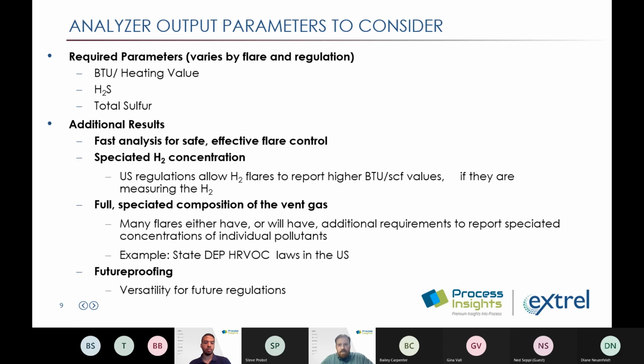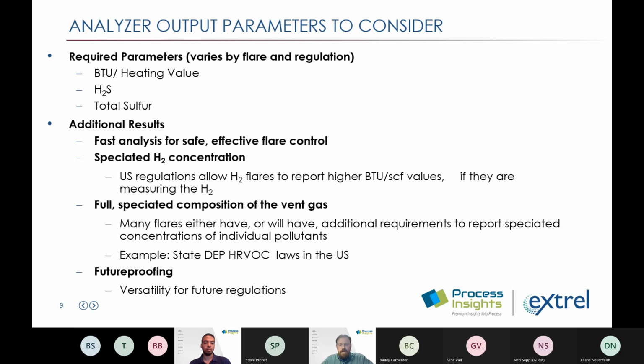The other big reason for requiring speciation is if the site is under something like an HRVOC rule where they're just required to report their VOC concentrations. So, those sites, it's always going to make more sense to put on a full composition monitor than going simply with a BTU analyzer alone.